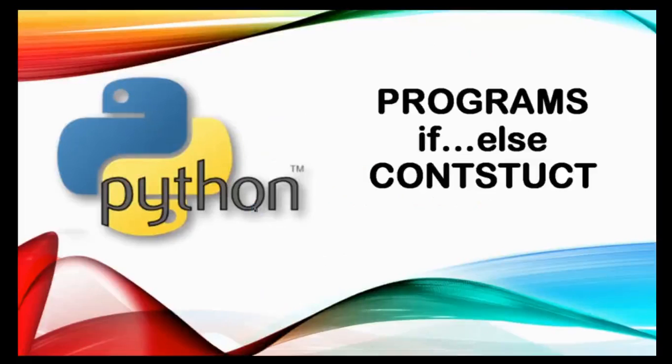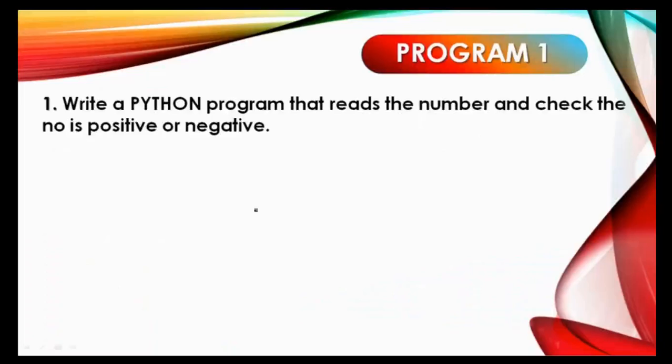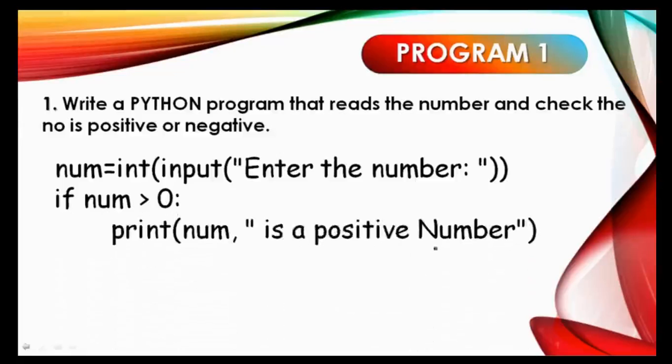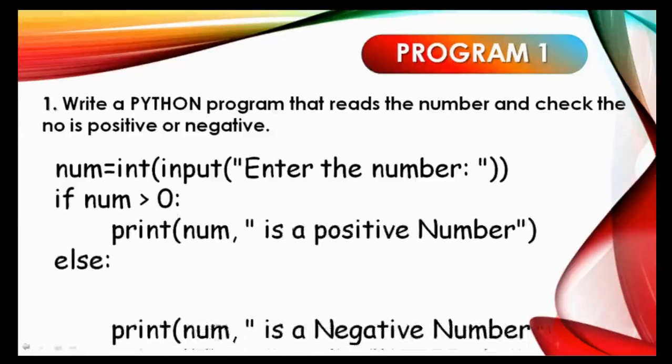Some programs using the if else construct. First program: read a number and check whether the number is positive or negative. How can we check whether a number is positive or negative? Yes, we have to check whether the number is greater than 0. If the number is greater than 0, it is a positive number, and if it is less than 0, it is negative. So first I am accepting the number as num equal to int input, enter the number, and the condition is evaluated: if num greater than 0, print num is a positive number, else print num is a negative number.